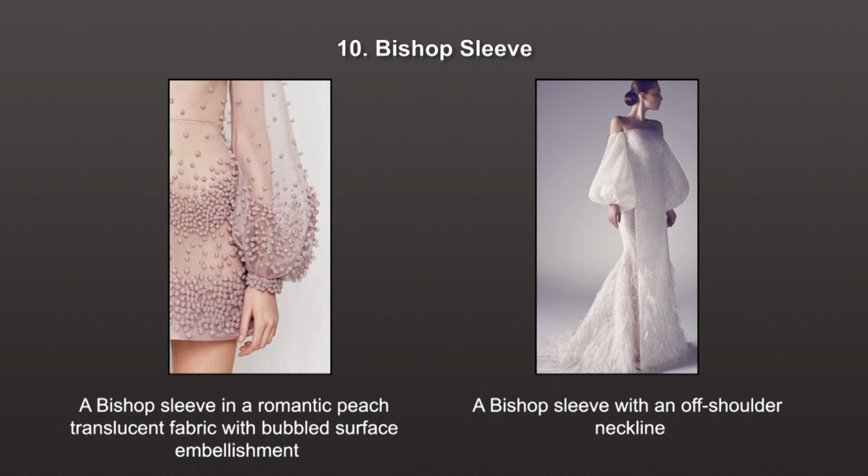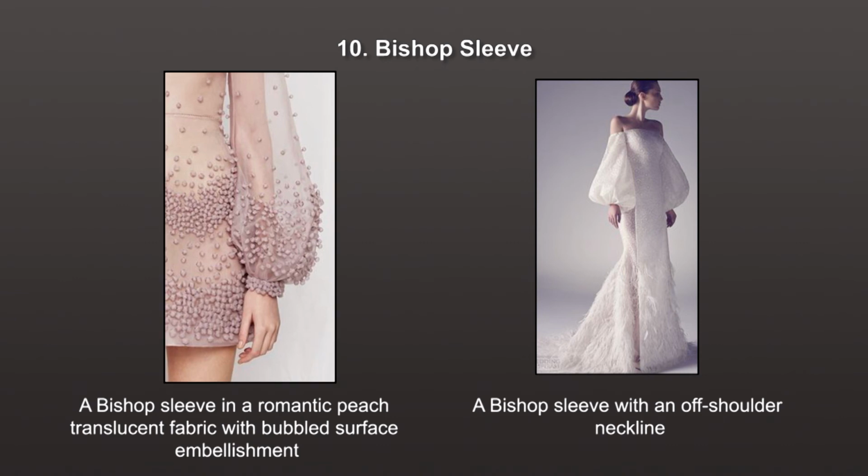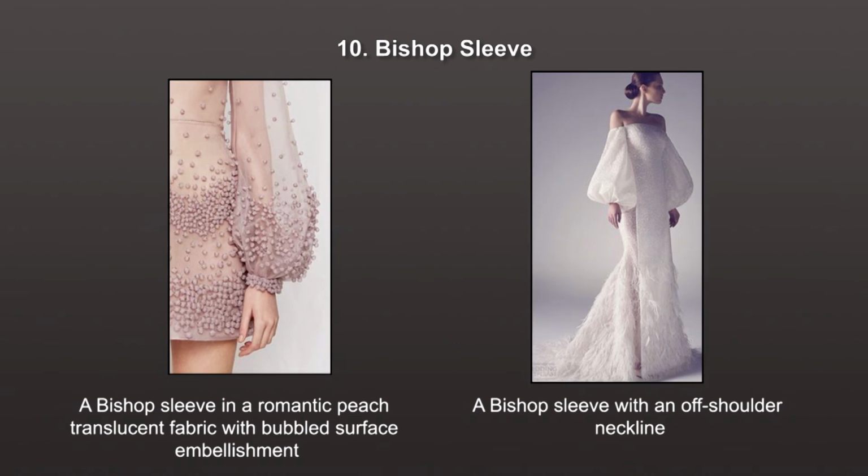What we are seeing here are images from Ulyana Sergeenko's Studio, Spring 2015 Couture Collection. On the left is a bishop sleeve in a romantic peach colored translucent fabric with bubbled effect surface embellishment of the same color. On the right is a bishop sleeve with an off-shoulder neckline.